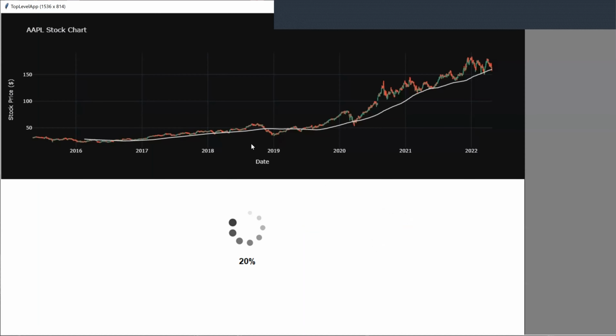So, should be done in a sec. There you go. You can see the stock chart from the starting date to the end date. So it started around 2015 and ends around 2022. And this is the line of the 50-week moving average.